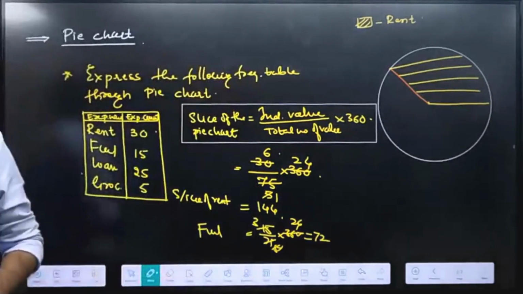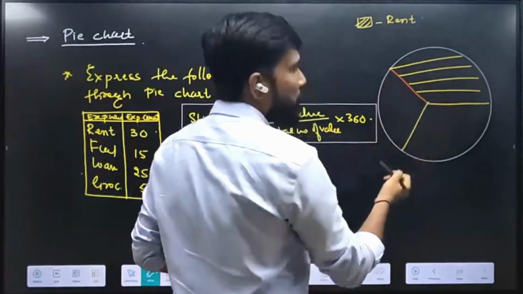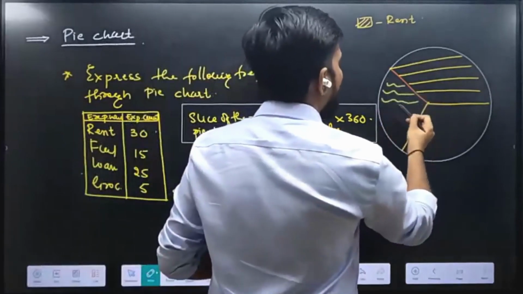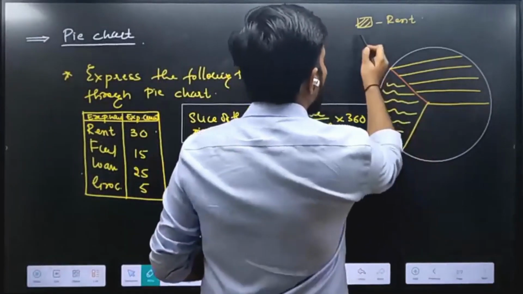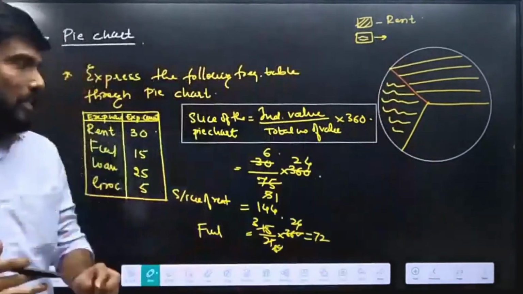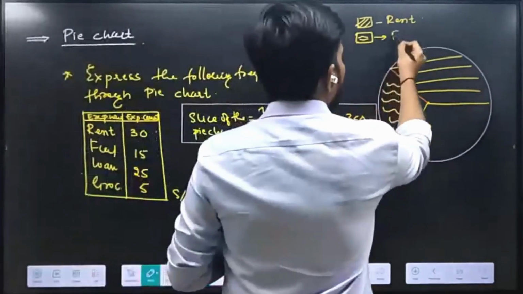Did you understand? So from this, you will take a protractor and draw 72 degrees here. So you will shade with any sort of color or shade mark, and you will shade that particular slice as what you have calculated it for, fuel. So write fuel.